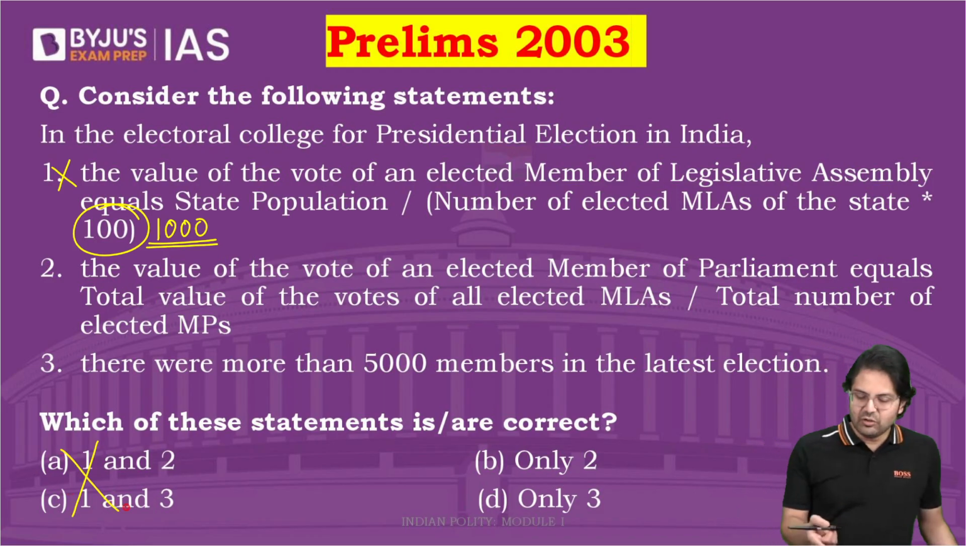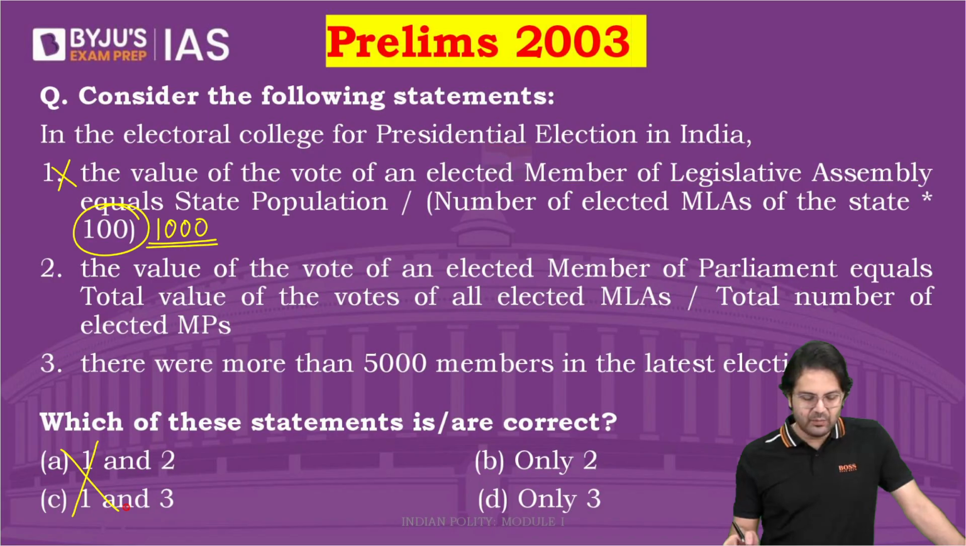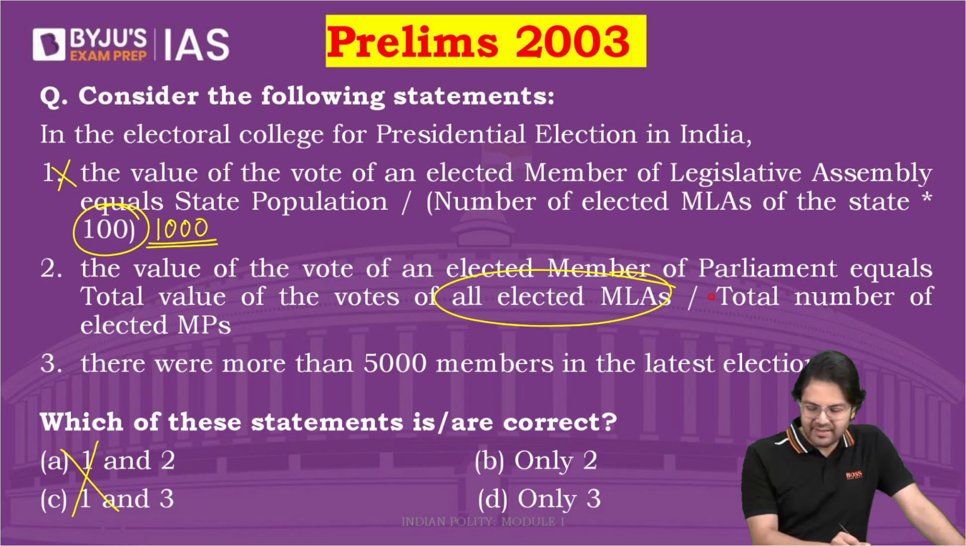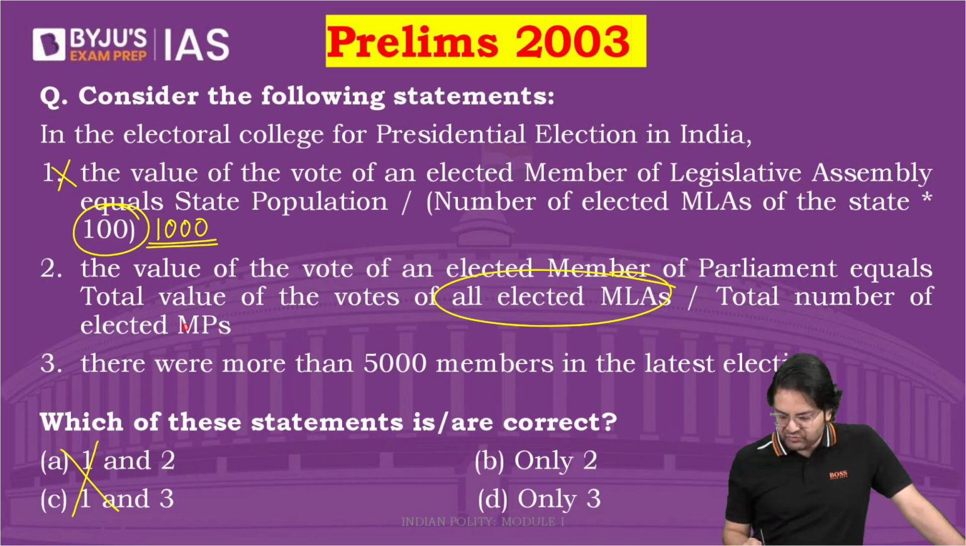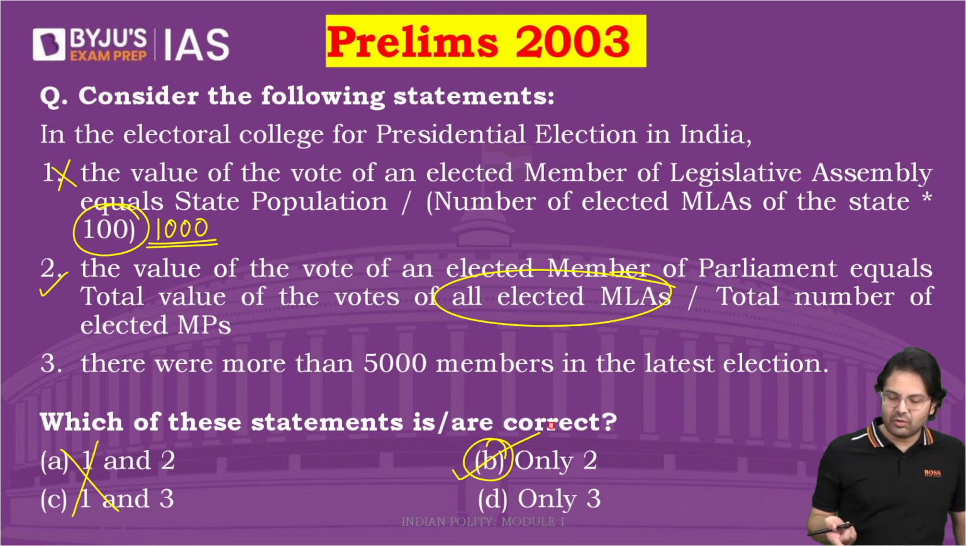Let's check 2. The value of vote of an elected MP equals total value of votes of all elected MLAs upon number of elected MPs. This formula is absolutely correct. So 2 must be correct. Simple. Now, this means that 3 has to be wrong.